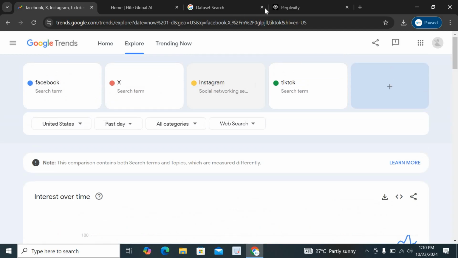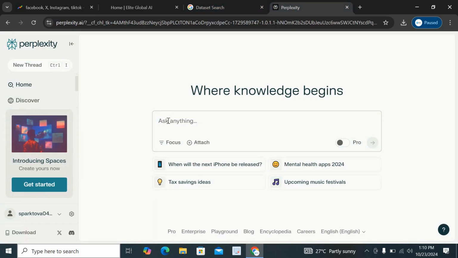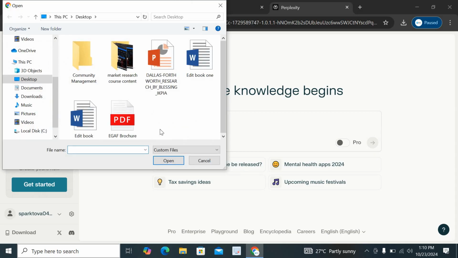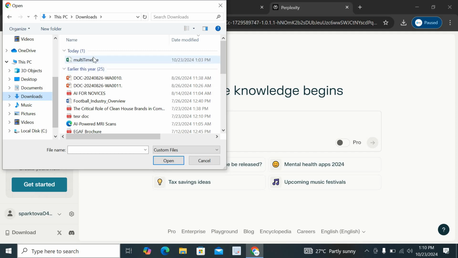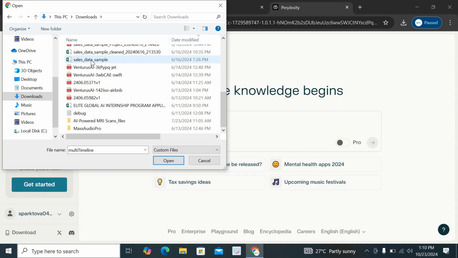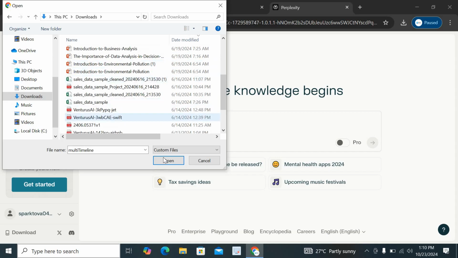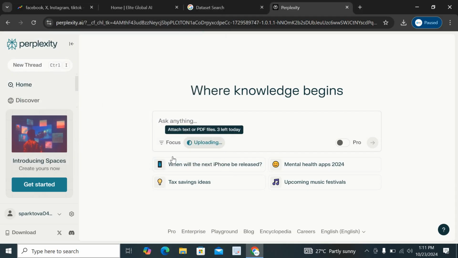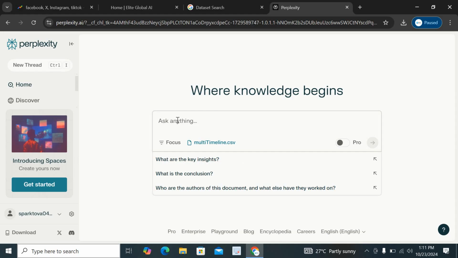All right. Now let's go to Perplexity and ask it a question concerning what we just downloaded, right? And then we attach the file that we just downloaded. So you can click on attach first and then attach the CSV file. Let's see, it should be in downloads. Okay, I think this should be it. Yeah, that should be it. And click on open. All right, so it's there now as a CSV file. You can see multi-timeline.csv. So you can now ask it a question concerning that file.